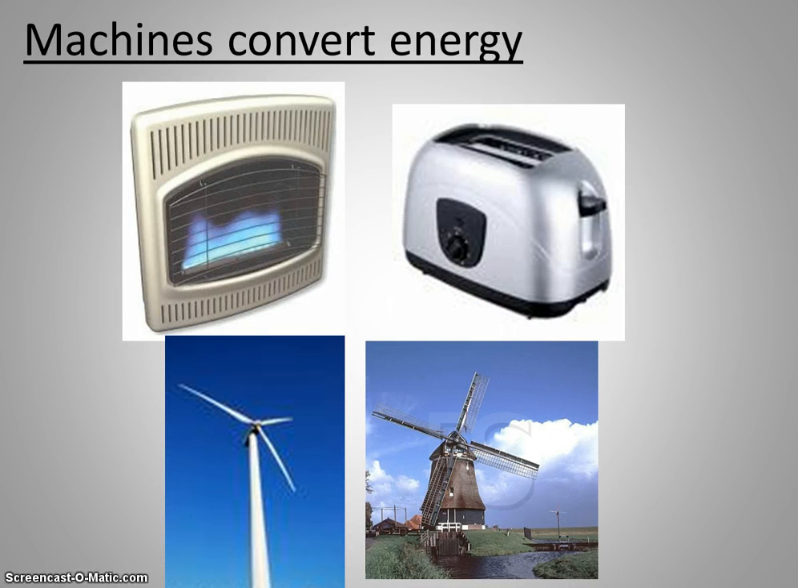All right, so machines are used to convert energy from one form of energy to another. Here we have a gas heater, and we are converting the potential energy from the chemical bonds in the natural gas, which is obviously chemical energy. We're converting that chemical energy into light energy, because we can see it, right? It's radiating light, and heat energy.